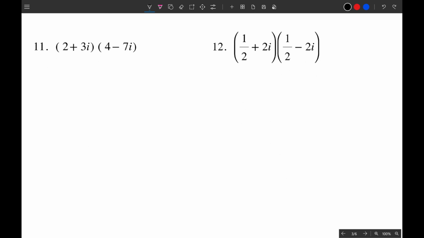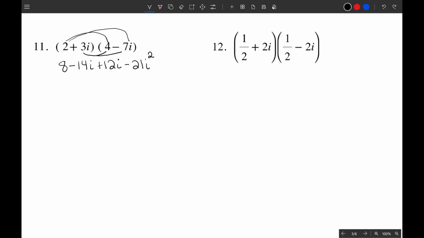So number 11, another binomial times a binomial. So 2 times 4 is 8. 2 times negative 7i is negative 14i. 3i times 4 is 12i. And 3i times negative 7i is negative 21i squared.